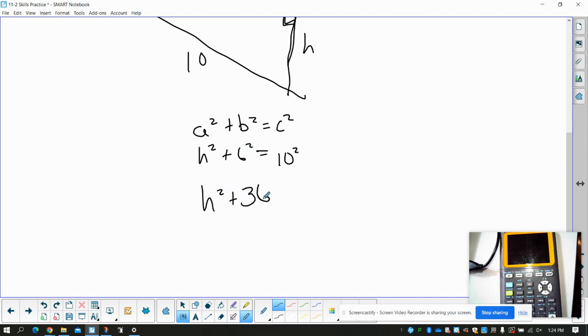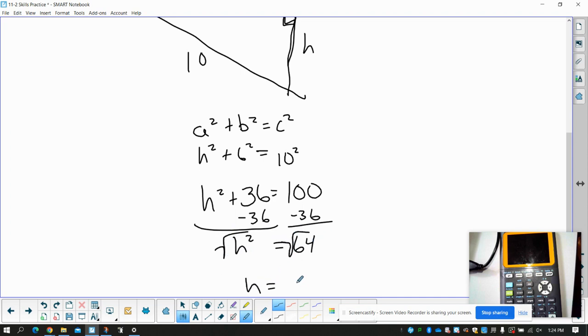6 squared is 36. 10 squared is 100. 10 times 10 is 100. Subtract 36 from both sides. It'll be, what is that, 64? H squared, the 36 minus 36 is gone. Get rid of the squared, we do the square root of both sides. And so h is, square root of 64 is 8.